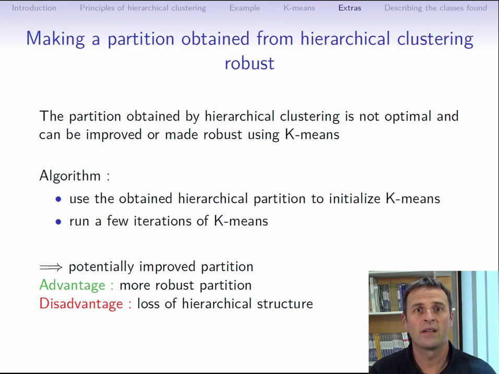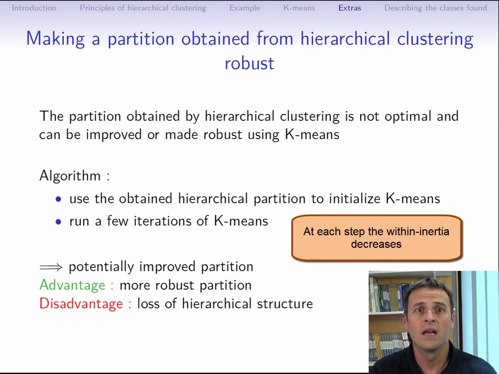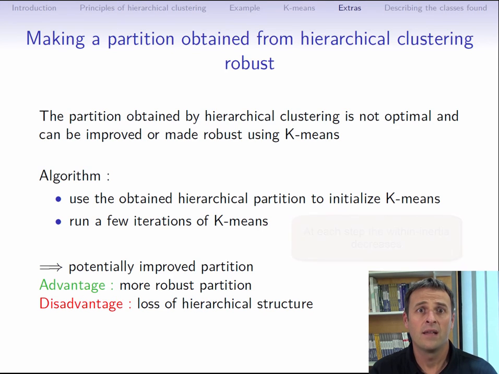What we do is start from the partition obtained by a certain cut of the hierarchical tree and use this as the initialization step in the k-means algorithm and then iterate until convergence. This can only improve the partitioning because, by construction, at each step, the k-means criteria decreases. On the other hand, the inconvenience that appears is that we lose the hierarchical links between individuals. Certain individuals are going to change groups with respect to the original tree-based partition, and the hierarchical structure will disappear.